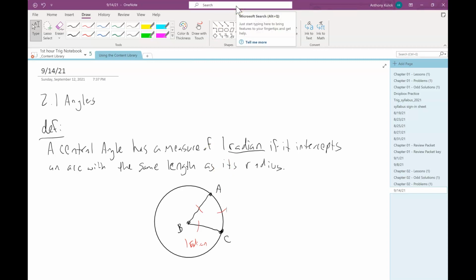So what we've done here is we've created an angle measurement that's based on an arc length, the distance between the arms of our angle.